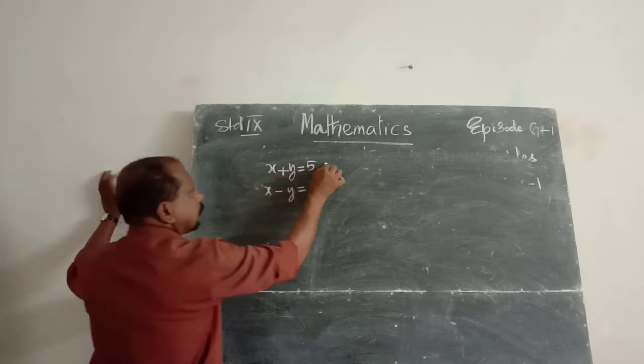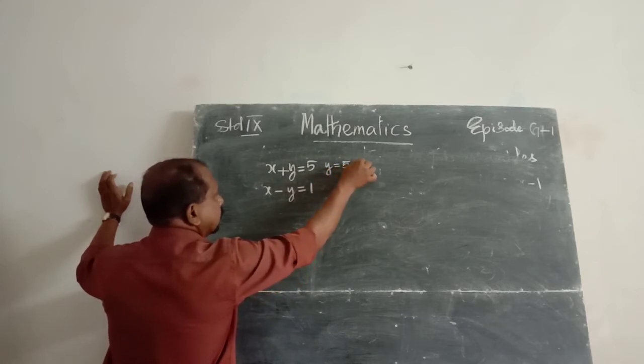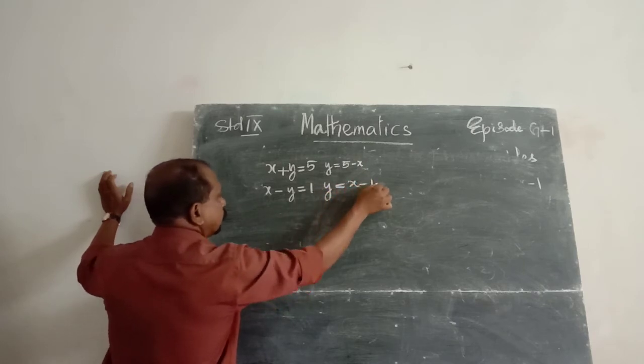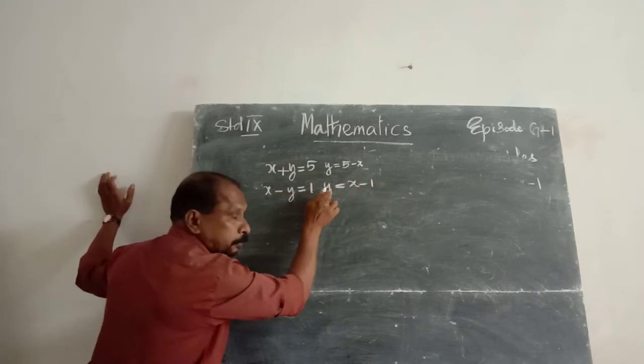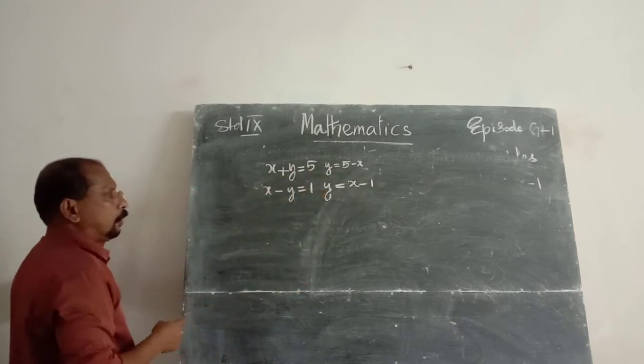In this case, y is equal to 5 minus x. In this case, y is equal to x minus 1. Minus y should be right, it is plus 1. What should be left is minus. Therefore, y is equal to x minus 1.